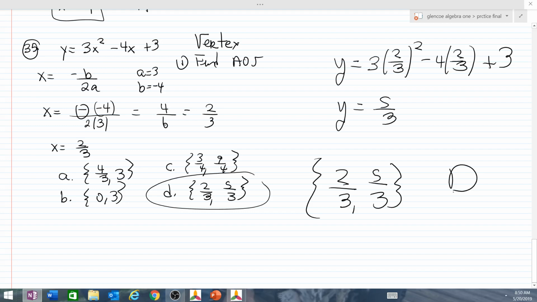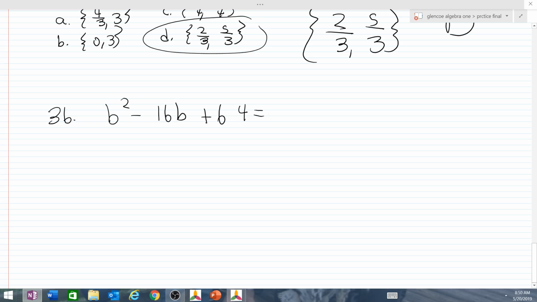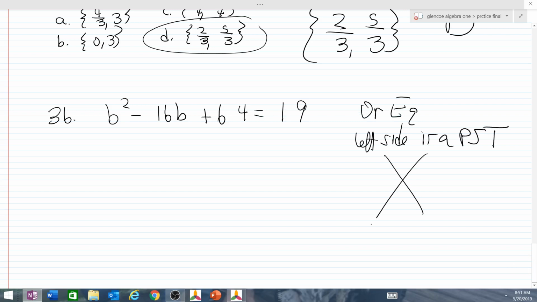Okay, turn the page. 36 through 39. 36 through 39, yes? This is similar to what we did before, finding the square root. The left side is a perfect square trinomial. B squared minus 16b plus 64 equals 19. Original equation. The left side is a perfect square trinomial. What multiplies to 64 and adds to negative 16?